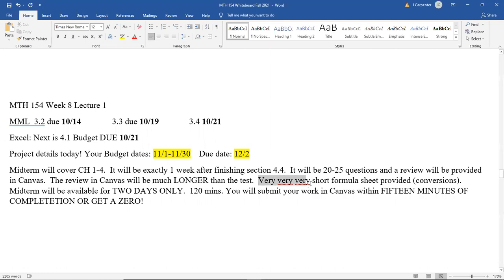There will be, and I have three varies, so it must be very, very, very short, a formula sheet provided that will also be in Canvas, that you can print or just have available digitally when you take the midterm.